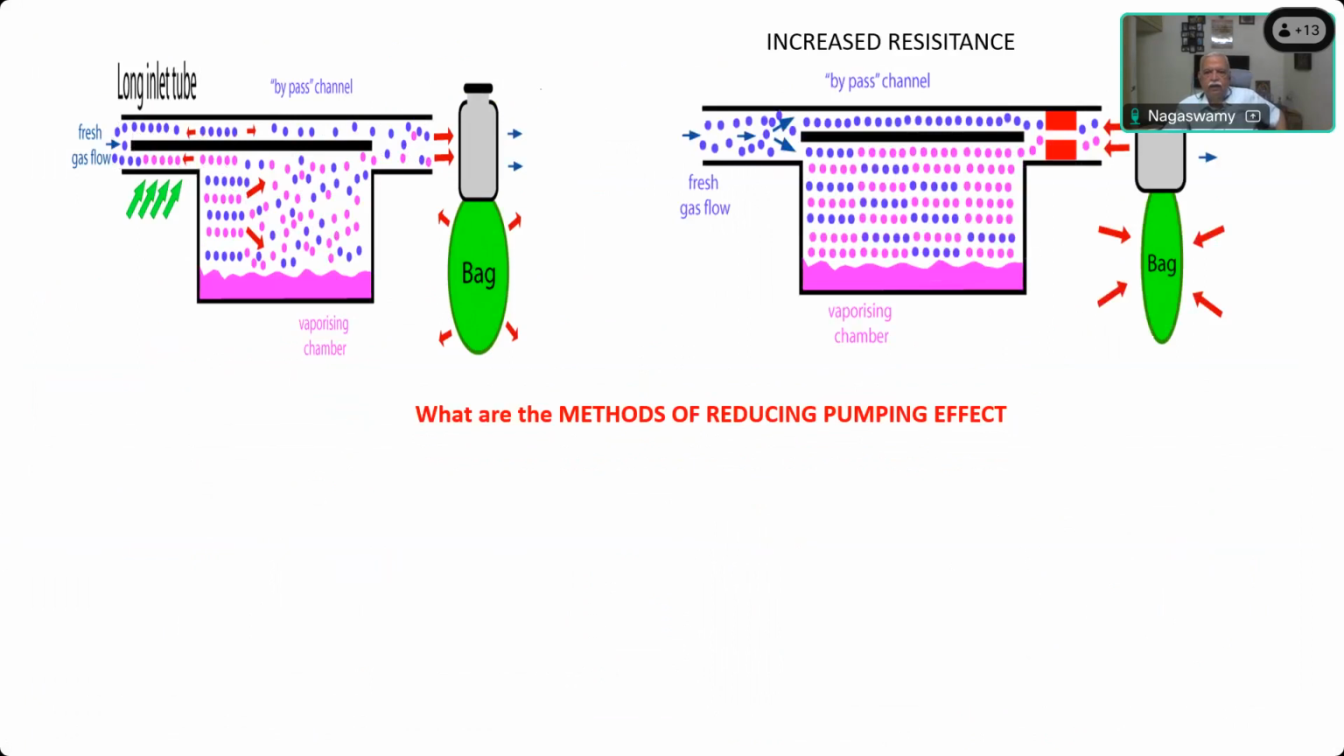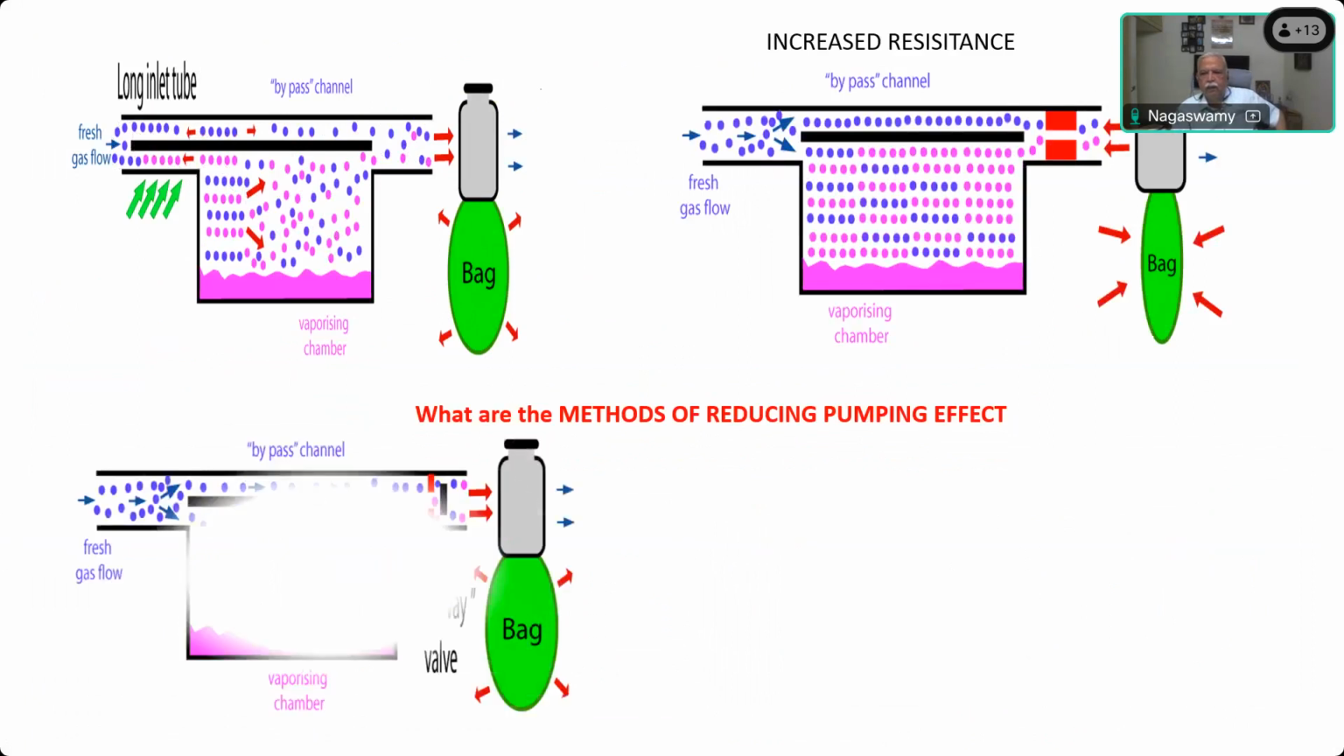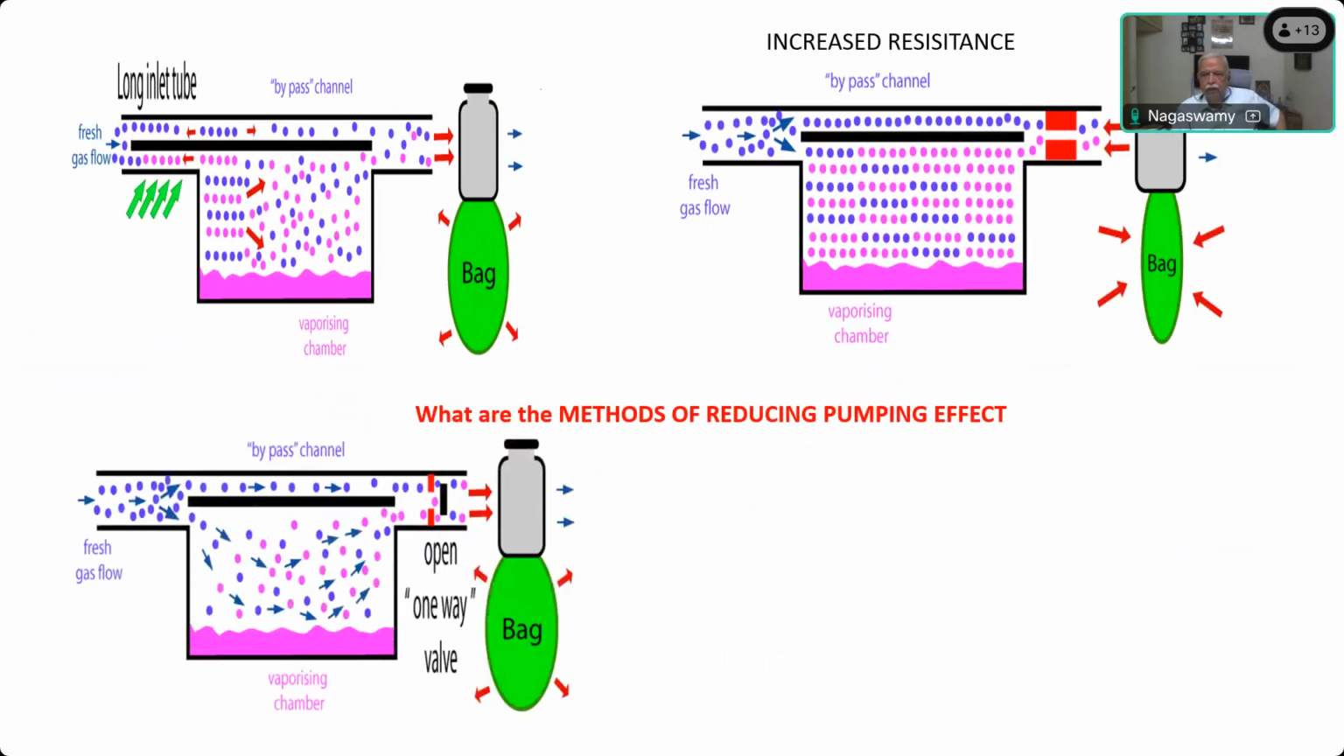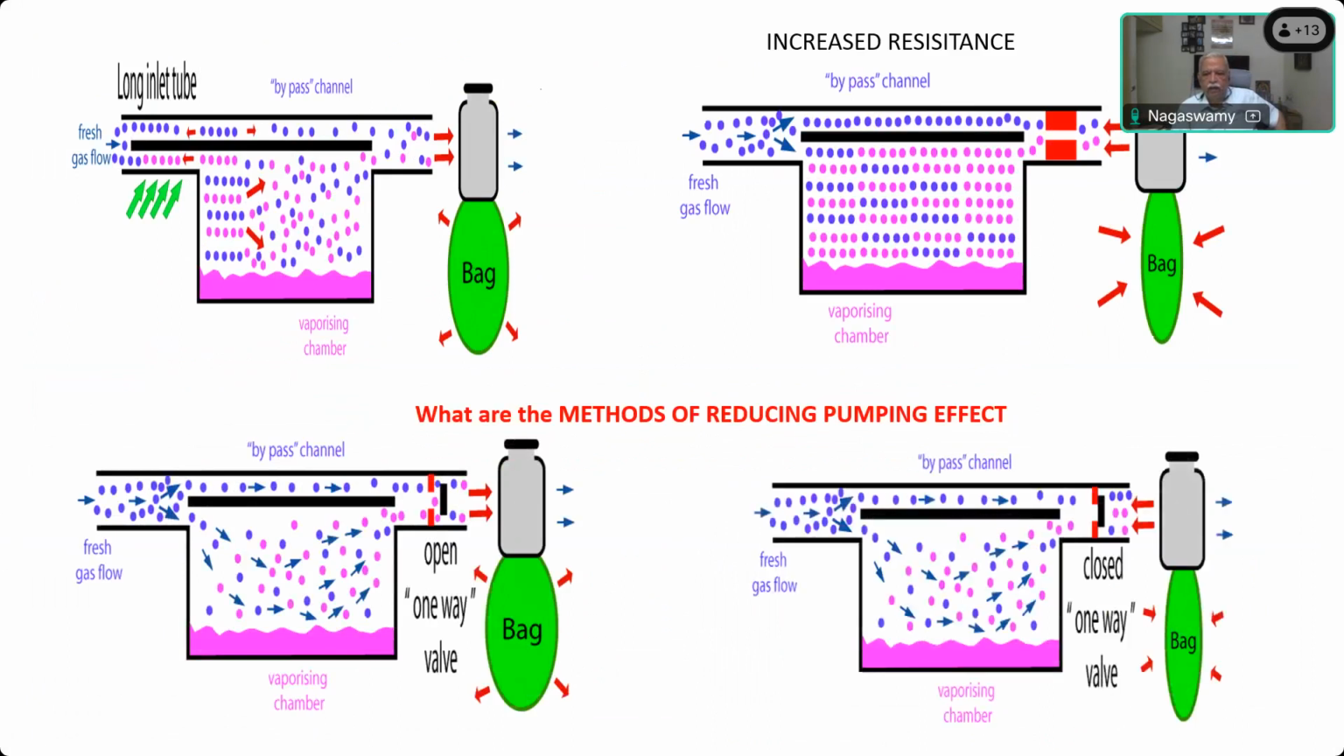So when you increase the resistance at the outlet area by adding a restriction, it helps to prevent the back pressure from getting transmitted to the outlet. The third option is to have a one-way valve, so that whatever transmitted pressure is there is prevented from going on to the outlet of the vaporizing chamber, and it will only go towards the patient.